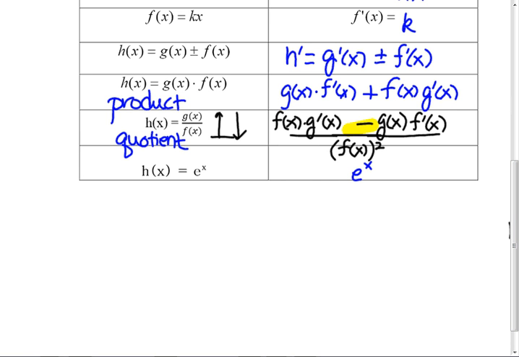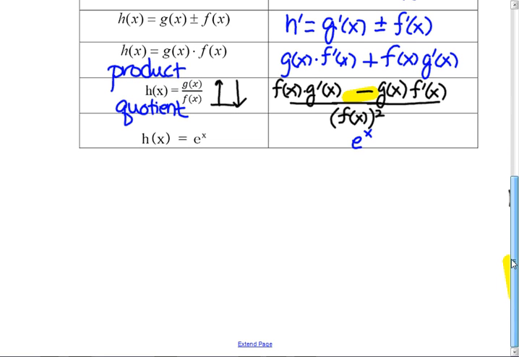e to the x is e to the x. I will do that after I finish the quotient rule, and then I'll show you why the derivative of e to the x is e to the x, because that's just the rule. Proving it's hard. I can try, but I don't know if you guys care.